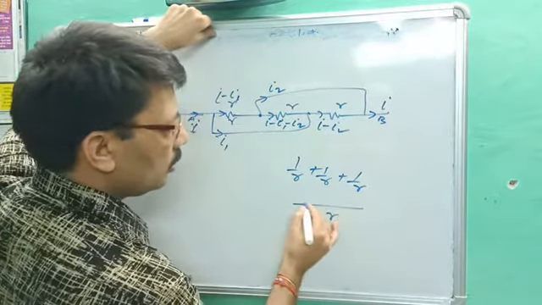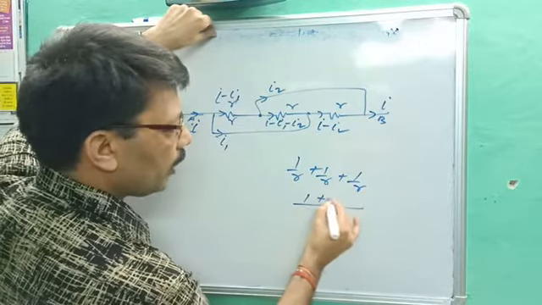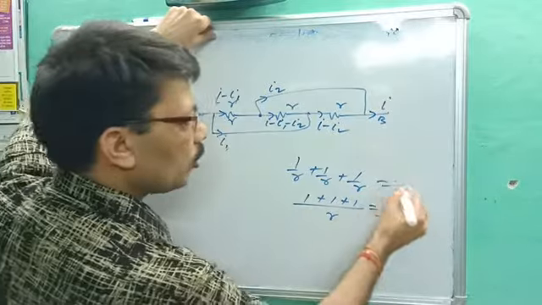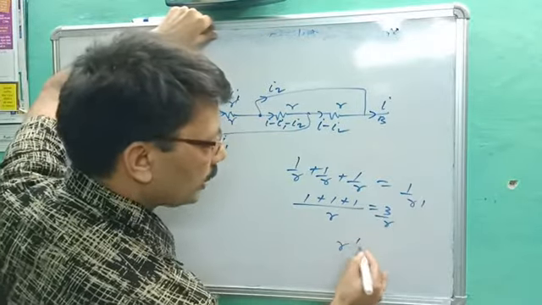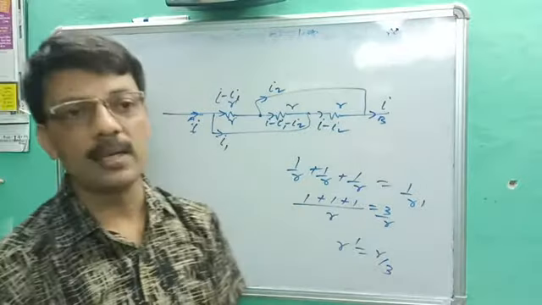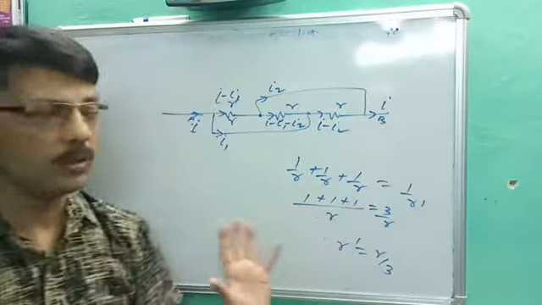So our answer becomes 1 upon R plus 1 upon R plus 1 upon R. LCM is R. It becomes 1 plus 1 plus 1 upon R, which is 3 upon R equal to 1 upon R dash. So what is R dash? R dash is equal to R by 3. So this is the first numerical, a little difficult numerical for you.